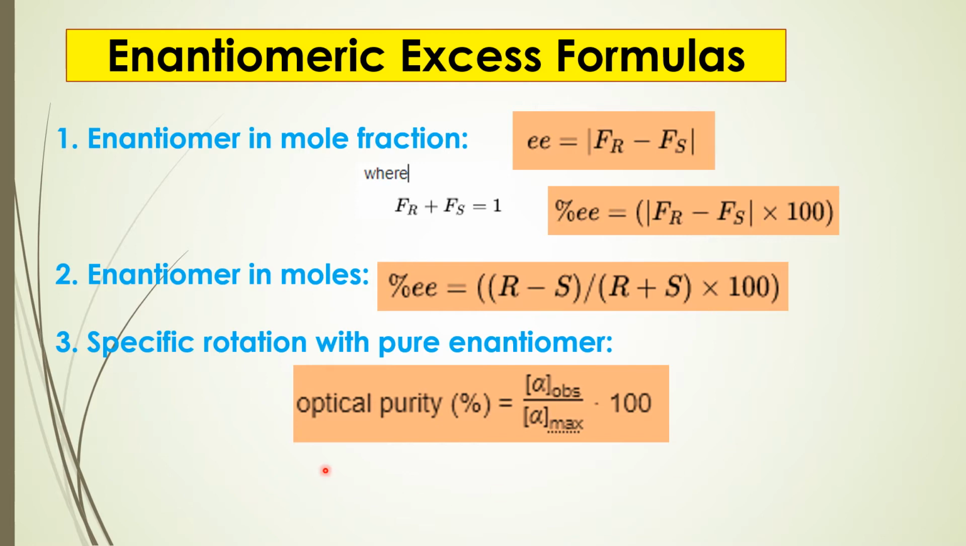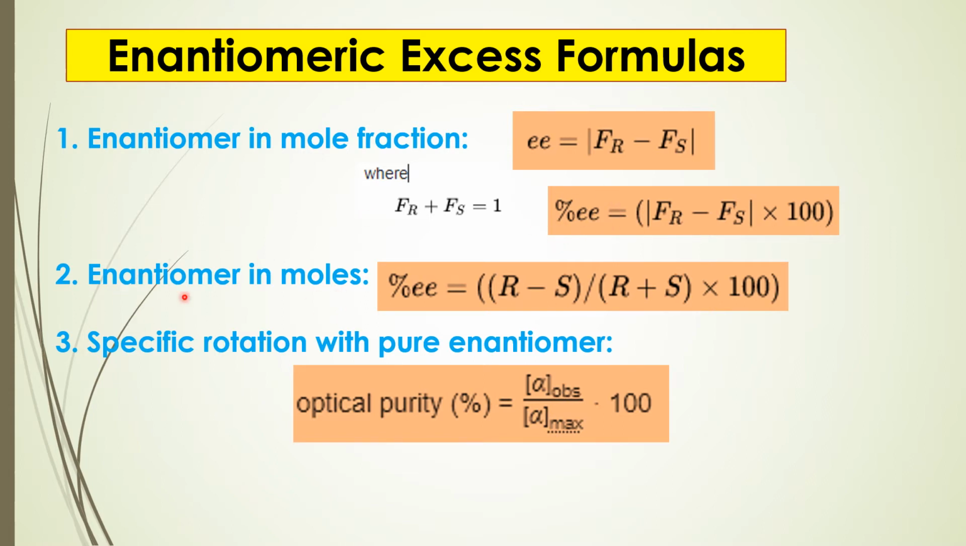The first one: if the enantiomer is in mole fraction, what is the formula you have to use? The R enantiomer minus the S enantiomer gives us the enantiomeric excess. If it is in percentage, multiply by 100: FR, the mole fraction of R, minus the mole fraction of S, into 100. This is the percentage of enantiomeric excess.